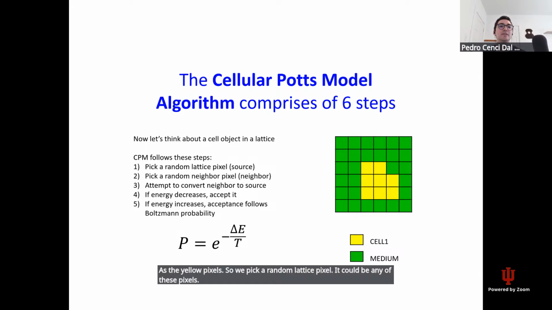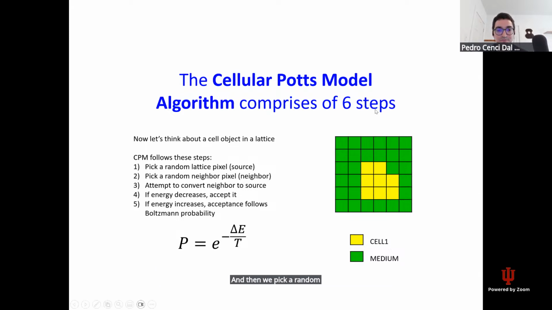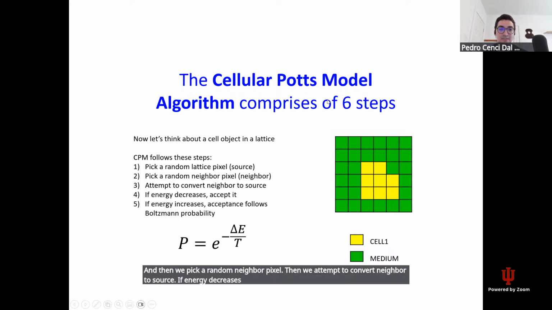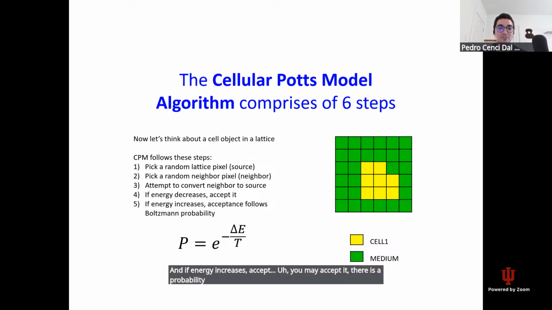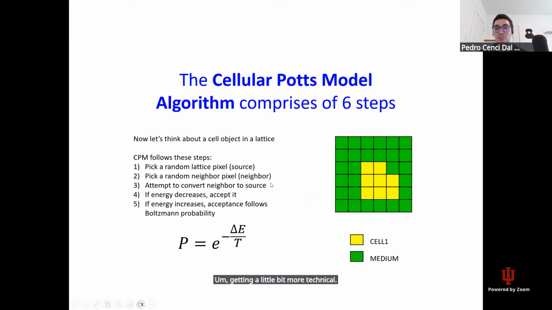And then we pick a random neighbor pixel. Then we attempt to convert the neighbor to source. If energy decreases, accept it immediately. And if energy increases, you may accept it. There is a probability that follows. And again, getting a little bit more technical, it's not a tolerance function, it's a Boltzmann probability function.